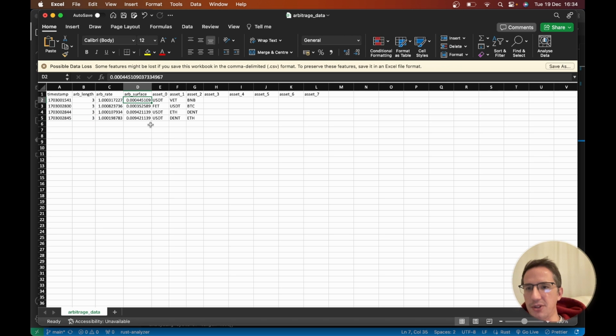So here it's got the surface rate, and here it's got the actual real rate over here. You can ignore the zero at the start and the one. Here it starts with USDT, and then it ends up with VeChain, which it swaps for BNB and back to USDT. And that's the trade over here. So it would have taken USDT, swapped for VeChain, VeChain for BNB, and BNB back for USDT.